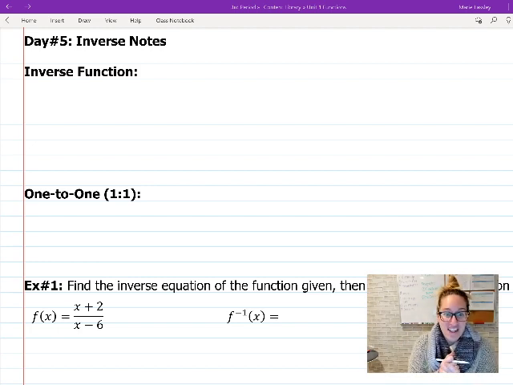Okay, so first off, what is an inverse function? So you guys learned about inverse functions last year.